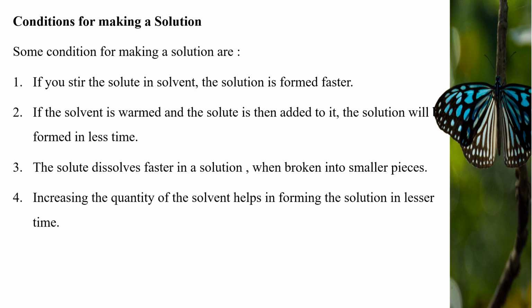Let's see conditions for making a solution. Some conditions for making a solution are: first, if you stir the solute in the solvent, the solution is formed faster. Second, if the solvent is warmed and the solute is then added to it, the solution will form in less time. Third, the solute dissolves faster in a solution when broken into smaller pieces. Fourth, increasing the quantity of the solvent helps in forming the solution in lesser time.